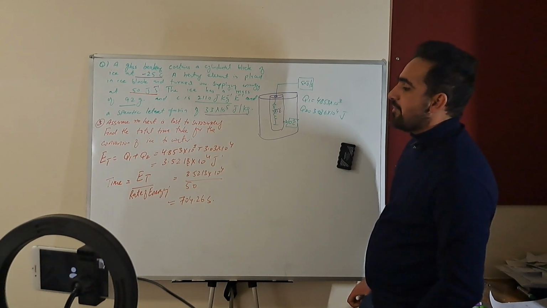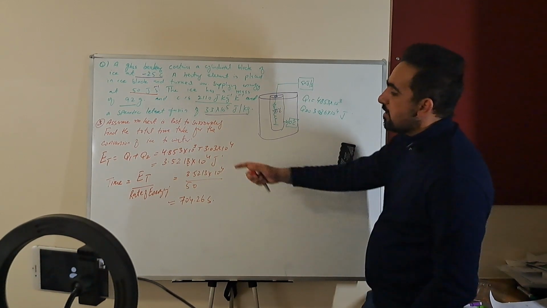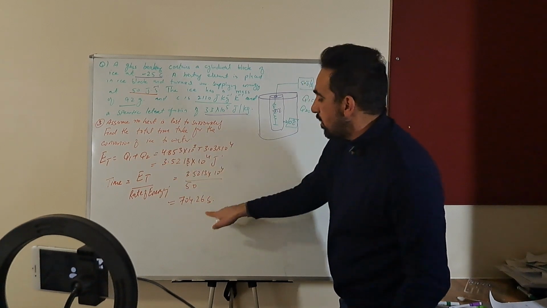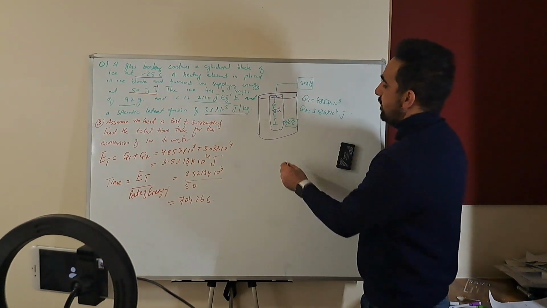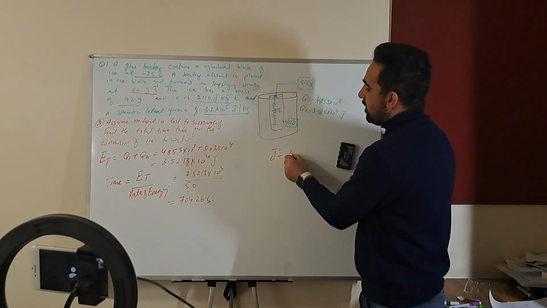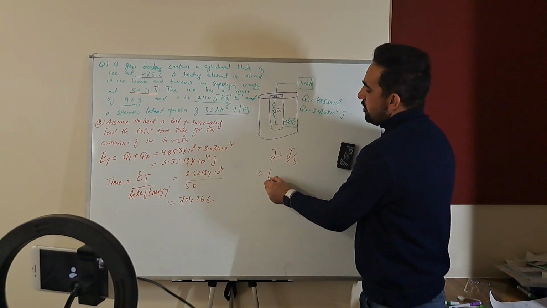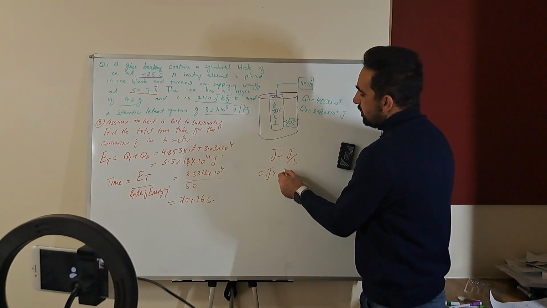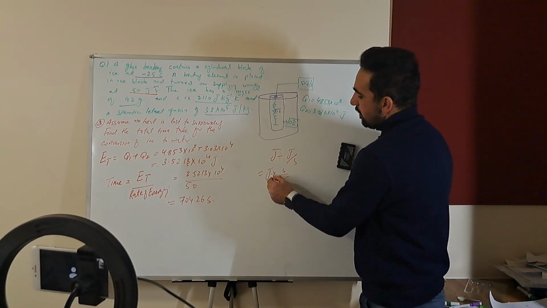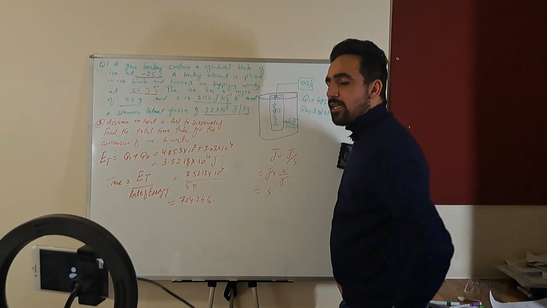Okay, the total time taken. Joule will cancel out. This is per second. It will go on the top, and we get joule divided by joule per second, joule multiplied by second per joule, and we got the unit second with it.